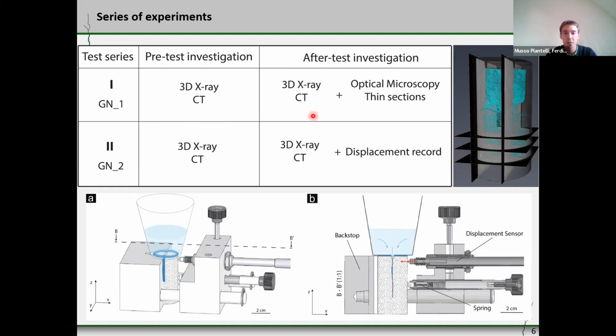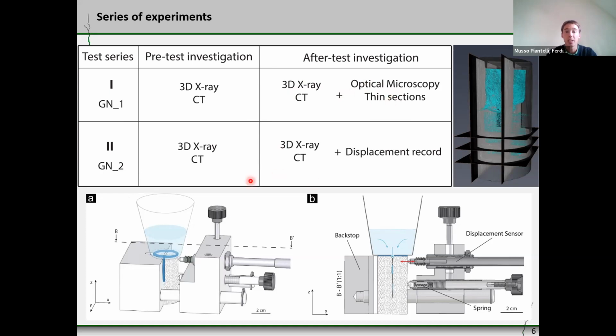In the first series of testing, at the end of the test, when everything was over, we filled the fracture with epoxy resin, and then we made thin sections and did optical microscopy in order to understand better, with the thin sections and the microscopy, how the process of propagation worked within the rocks and our samples.